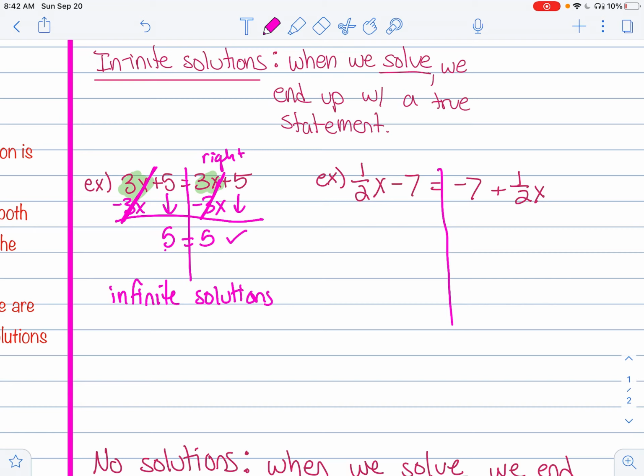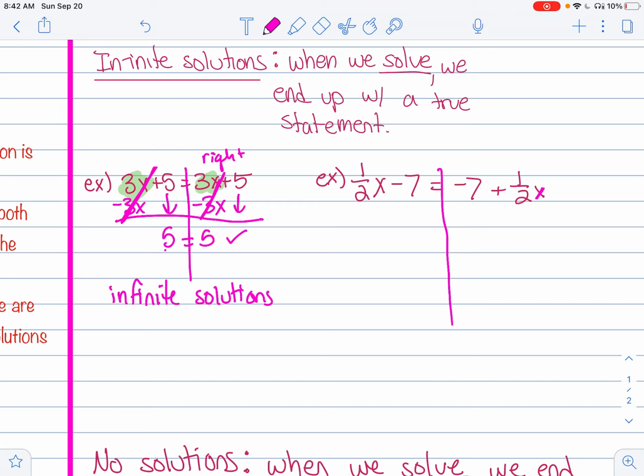I have 1/2 x minus 7 equals negative 7 plus 1/2 x. So these equations are really similar. I can see that I have 1/2 and I have minus 7, but they are written in different orders. I have 1/2 x on the end of this equation, whereas on the other side I have it at the beginning. The order shouldn't matter, especially with addition, and we've kind of talked about that with our commutative property.